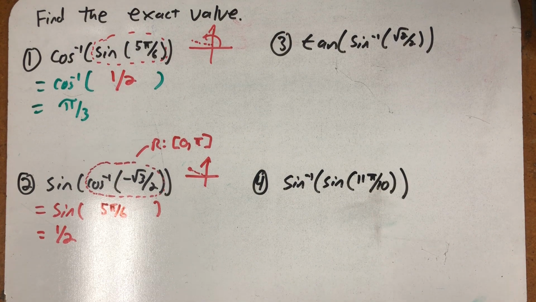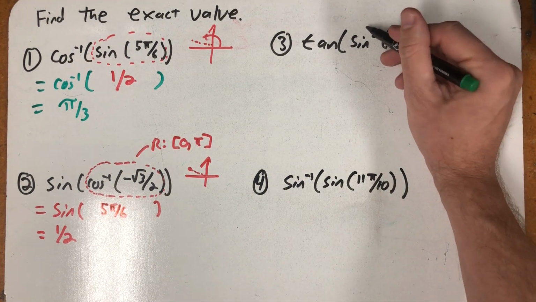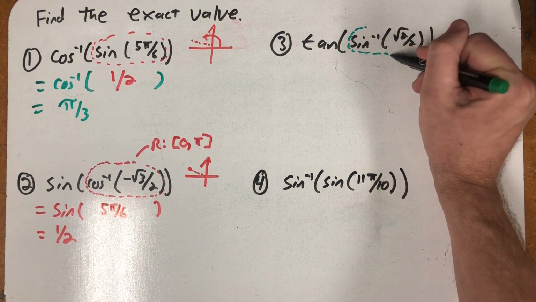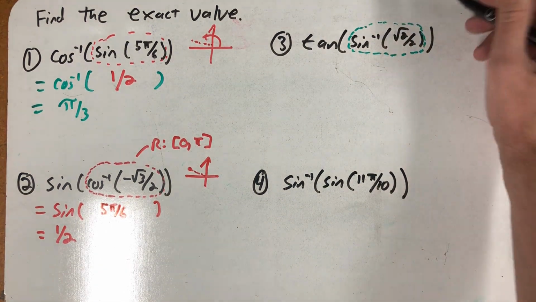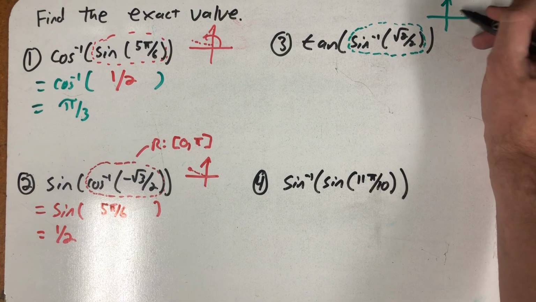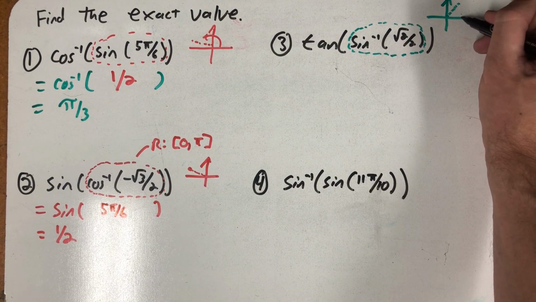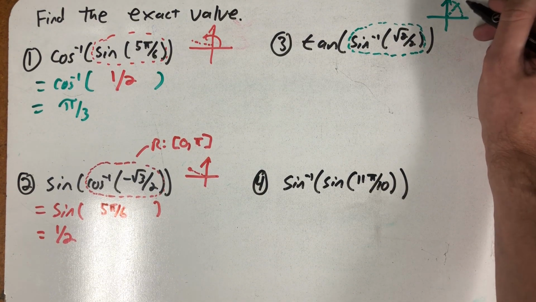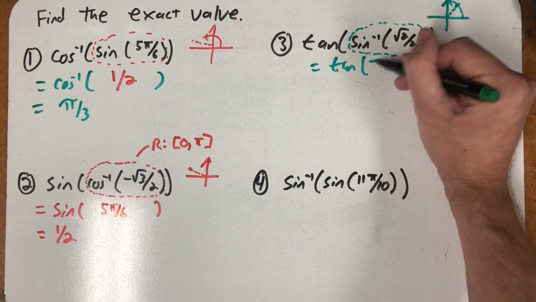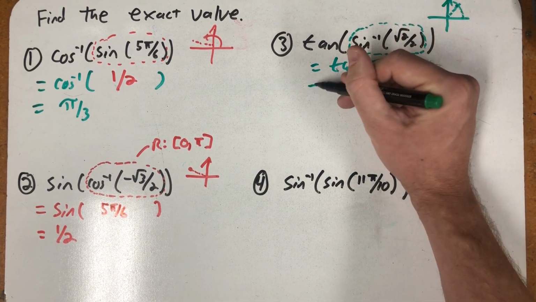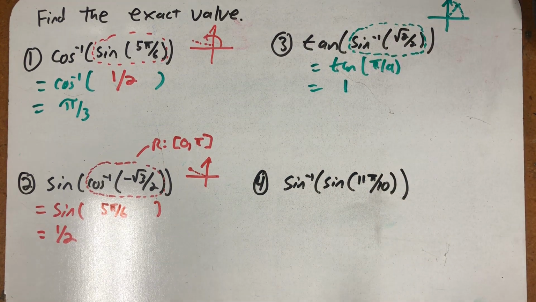In problem number 3, I'm asked to find the inverse sine of root 2 over 2. It's nice when there's a positive thing on the inside of this inverse trig function. It lets me know that I'm going to be dealing with a first quadrant angle. Sine is equal to root 2 over 2 at pi over 4. And then the tangent of pi over 4 is 1.